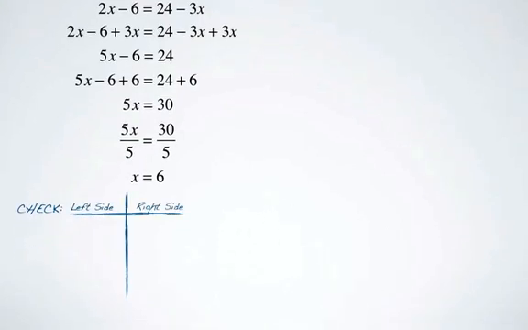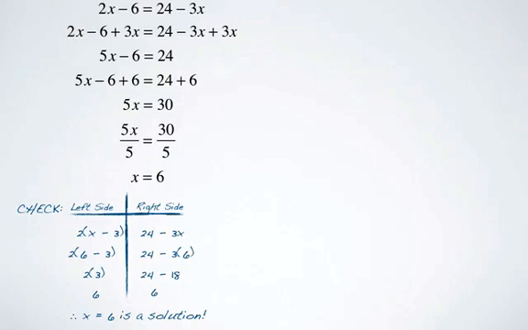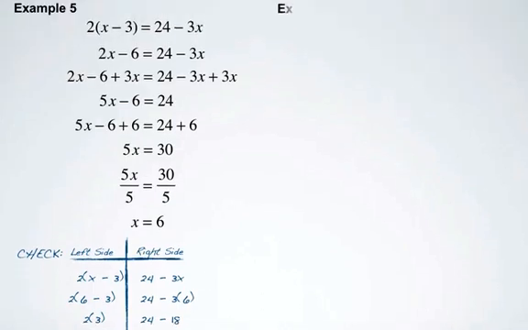We go right back to the first line. The left side was 2 bracket x minus 3, the right side was 24 minus 3x. Sub in our 6, and I do the brackets first. 6 subtract 3 is 3. 2 times 3 is 6. Moving to the right-hand side, 24 subtract 3 times 6. 24 subtract 18 is 6. The left side does equal the right side, so x equal to 6 is a solution.